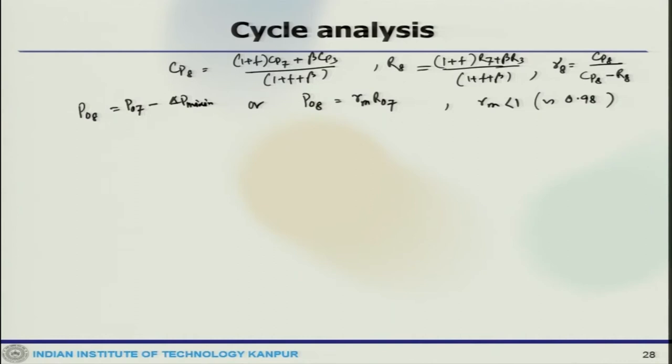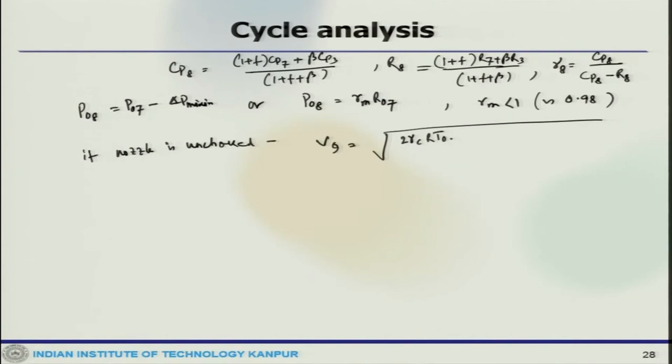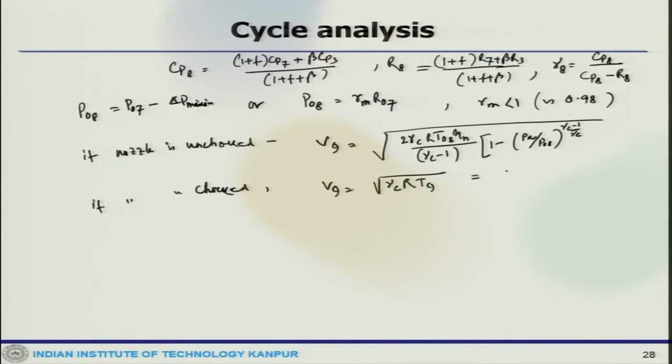Now we can check the nozzle choking condition. We have already mentioned so many times whether the nozzle is choked or not. If the nozzle is unchoked, then the exit velocity V9 would be the square root of 2 gamma C R T naught 8 eta n over gamma C minus 1, times 1 minus (P a by P naught 8) to the power of (gamma C minus 1) by gamma C. And if the nozzle is choked, then V9 is quite straightforward. This would be gamma C R T9, or 2 gamma C by gamma C plus 1 times R T naught 8.